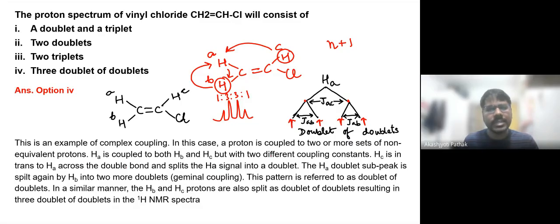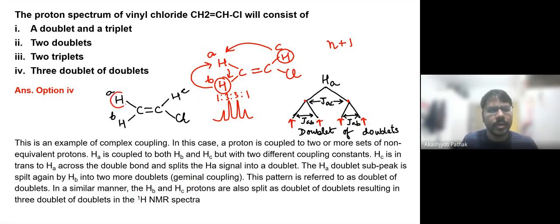So HC is trans to HA, while HB is geminal. If we represent it in a different way, HC is trans to HA across the double bond and splits the proton A signal into a doublet. The HA doublet subpeak is split again by HB into two more doublets. So that is the case of geminal coupling. This pattern is referred to as doublet of doublets. In a similar manner, the HB and HC protons are also split as doublet of doublets, resulting in three doublet of doublets in the proton NMR spectra.